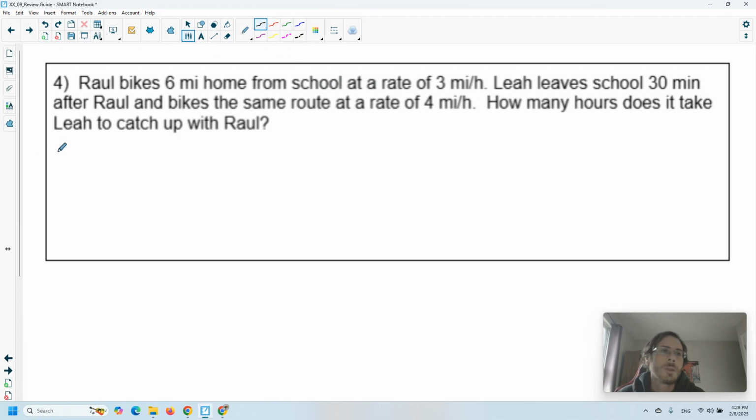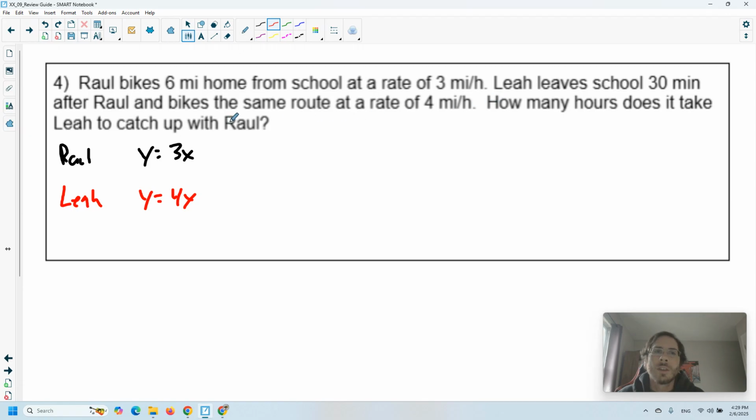So we want to get each of them to have an equation. So for Raul, he's going to go 6 miles from home. He's at a rate of 3 miles per hour. So his distance is y equals 3x. So that's nice. For Leah, she's going to leave school 30 minutes later, bike the same route, but she's going to go at a rate of 4x.